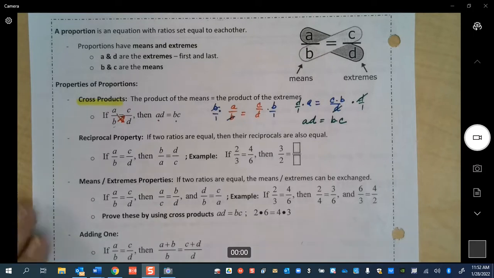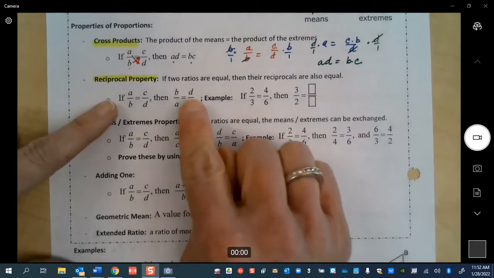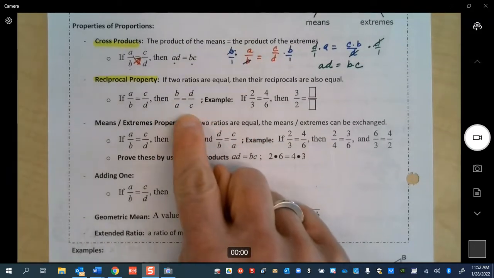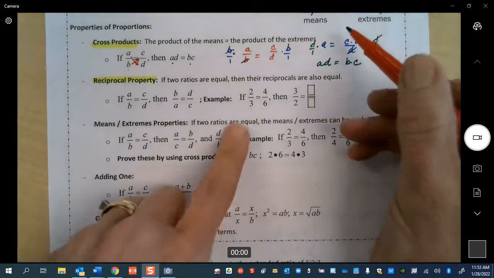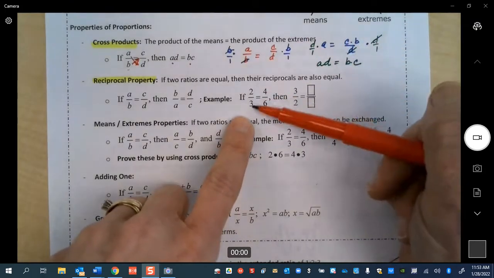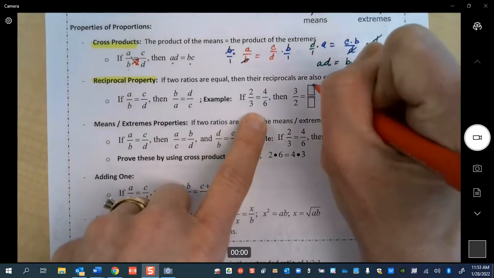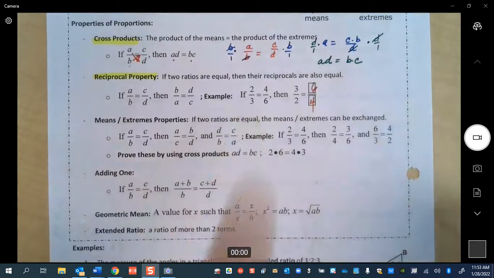So when we talk about each of these properties, the reciprocal property means that I can take this entire fraction and I can flip it and still get a true story. And this is the most important thing that you have to know. If I flip 2/3, I get 3/2. If I flip 4/6, I get 6/4.